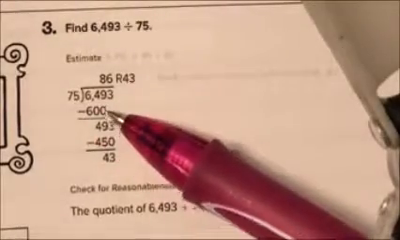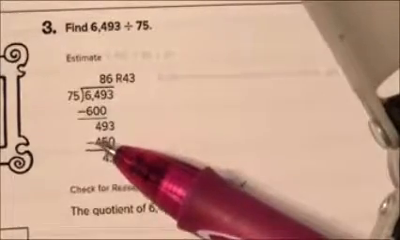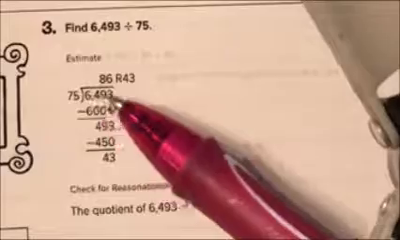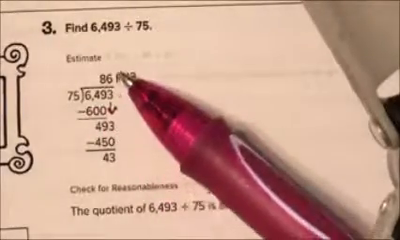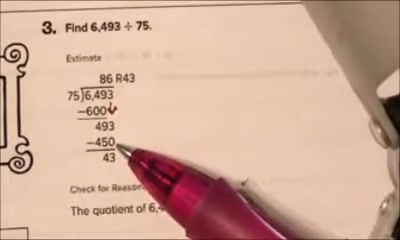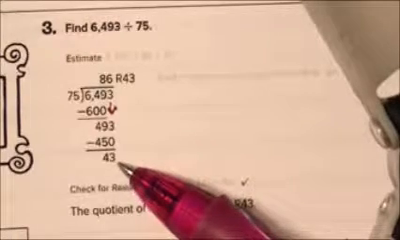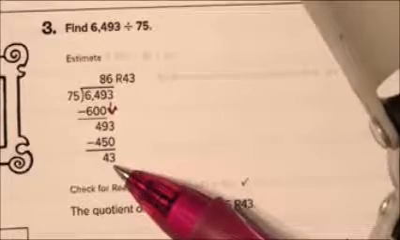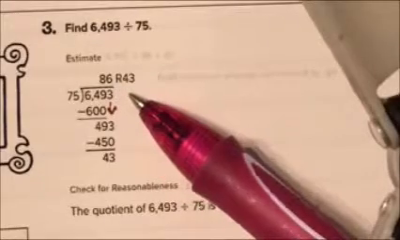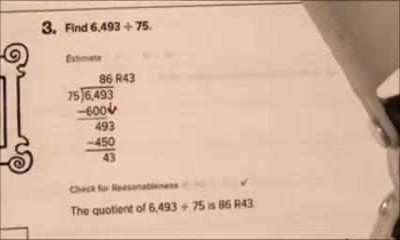8 times 75 gives me 600, and I subtract. 649 minus 600 gives me 49, and I bring down the 3. Can 75 go into 493? Yes, 6 times. 6 times 75 gives me 450. Okay, 493 minus 450 equals 43. So that means my quotient is 86, remainder 43.